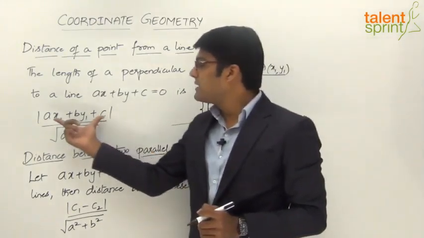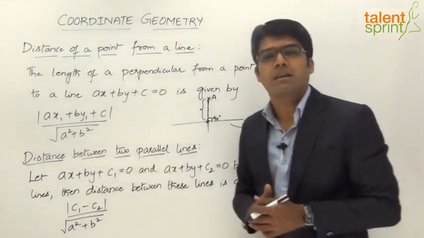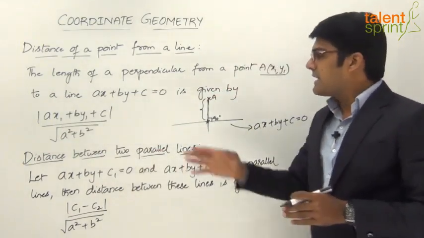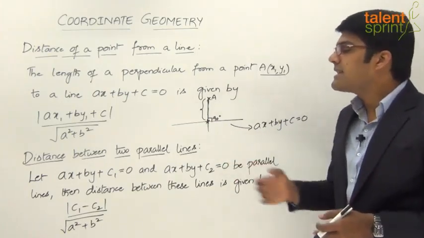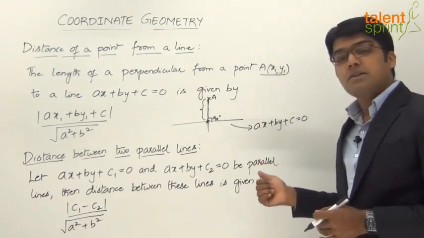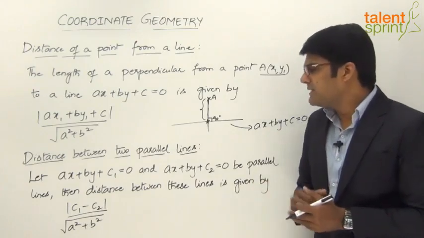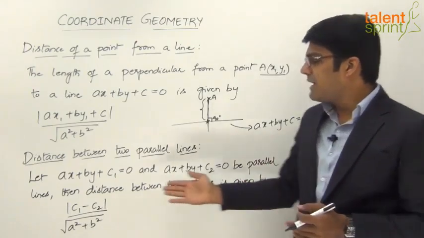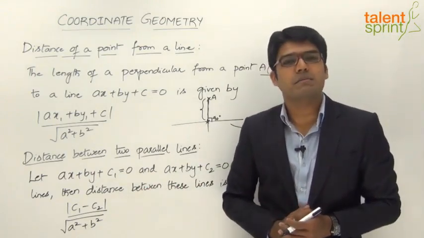And be careful, the numerator has to be in modulus, which means we always take the positive value here. Distance cannot be negative, right? And the second point here is distance between two parallel lines, right? So if ax plus by plus c1 equal to 0 and ax plus by plus c2 equal to 0 are parallel lines, then the distance between these lines is given by modulus of c1 minus c2 divided by root over a square plus b square.